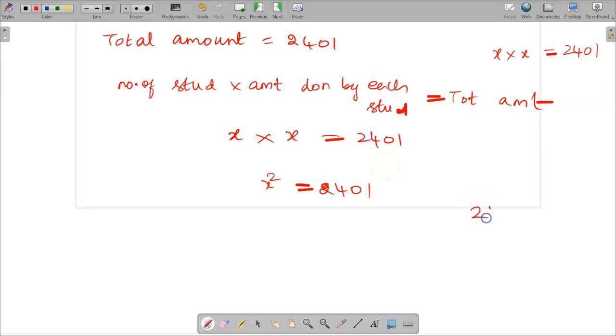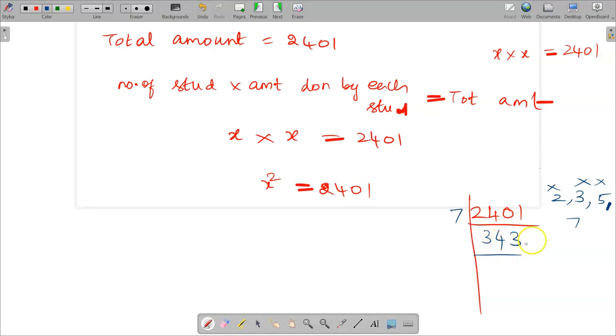In order to find the square root, let me find the prime factorization of 2401. It is an odd number, so I cannot proceed with the number 2. Let me check with the number 3. 2 plus 4 is 6, 6 plus 1 is 7. 7 is not divisible by 3, so I cannot proceed with 3. Since the unit digit is 1, I cannot proceed with 5. So let me check with the number 7. 7 3s are 21, balance is 3, so it becomes 30. 7 4s are 28, balance is 2, it becomes 21. 7 3s are 21.